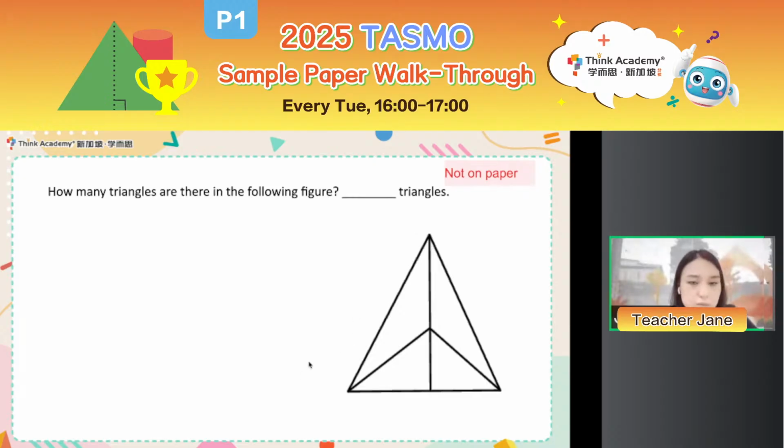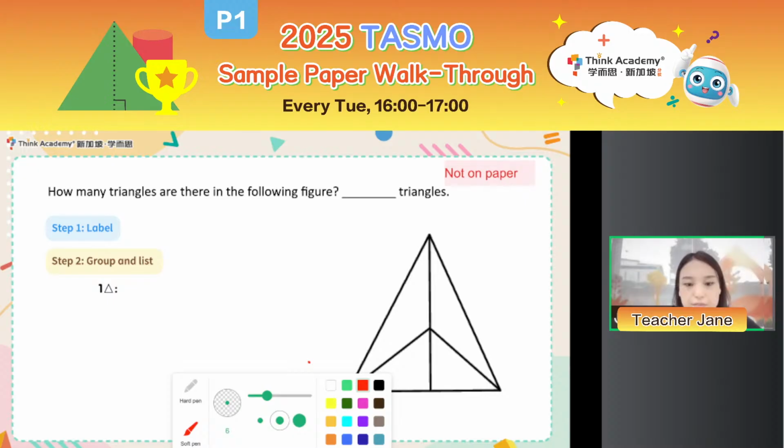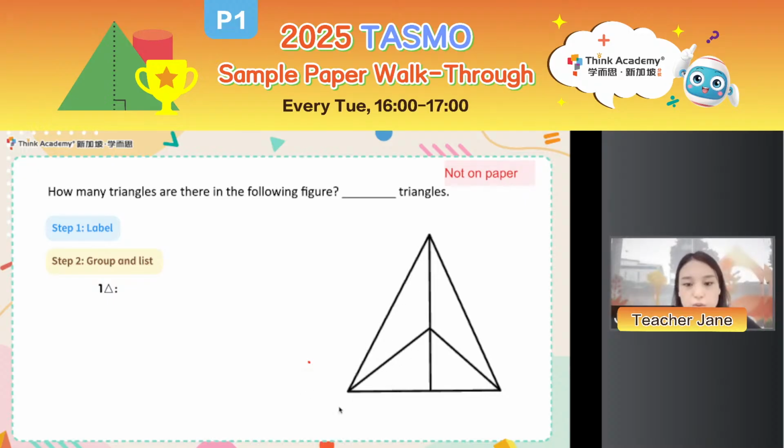Okay, let's do it together one by one. My first question is, if we only care about one part, then how many triangles can we have? Okay, let's take a look. 1, 2, 3, 4. 4, right? And then if we combine 2 parts together, then how many triangles can we have?